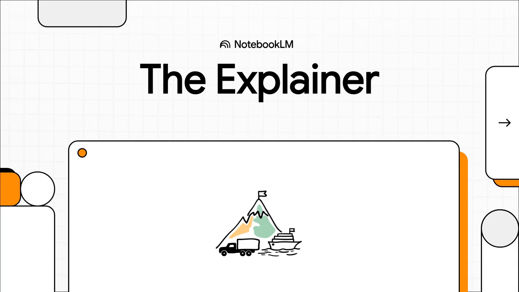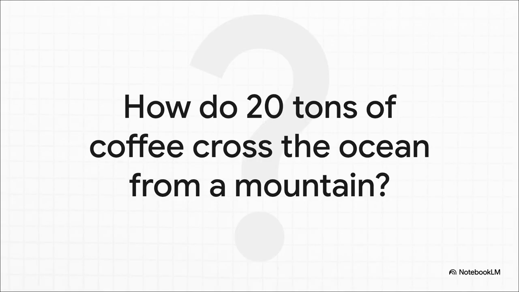Today, we've got a really cool real-world puzzle for you, straight from the world of international trade. Okay, so picture this. You have 20 tons. Yeah, 20 tons of coffee. It's sitting way up in the mountains of Colombia, and you have to get it over 5,000 miles to a port in Germany. How on earth do you even start?